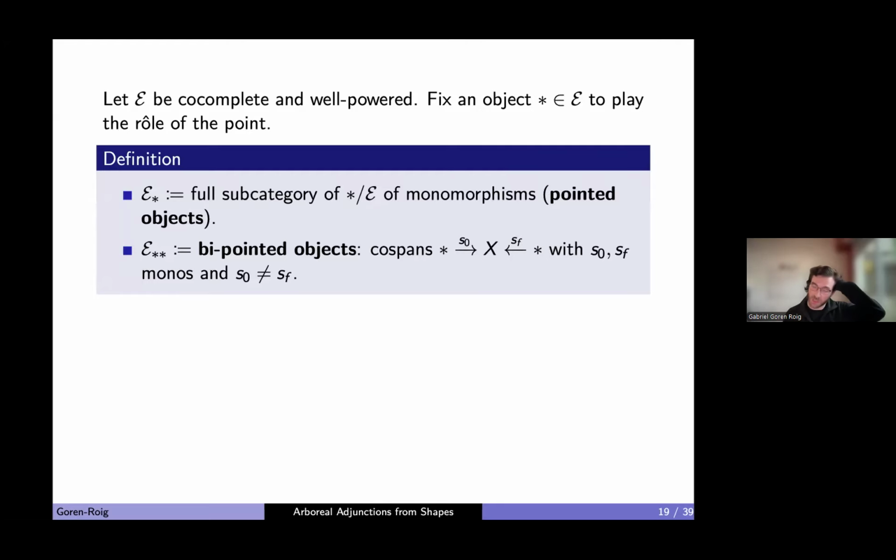So some terminology. We have the full subcategory of the monomorphisms from the point into extensional objects. So this is what I mean when I say a pointed object. It's a mono from the star to an object. And then we have the bipointed objects, which, as could be expected, are cospans of monomorphisms. And we require that they are not equal to each other, even though this condition can probably be dropped, but it's there just to be safe.